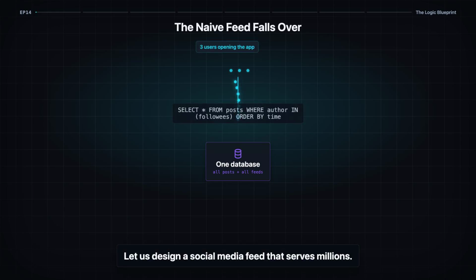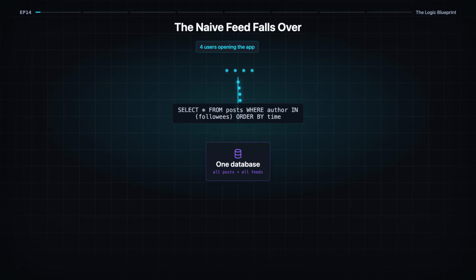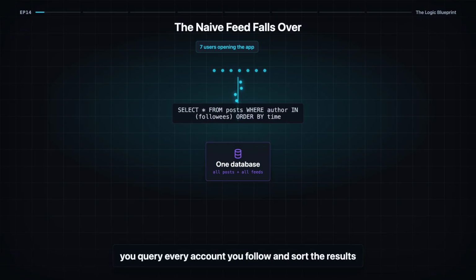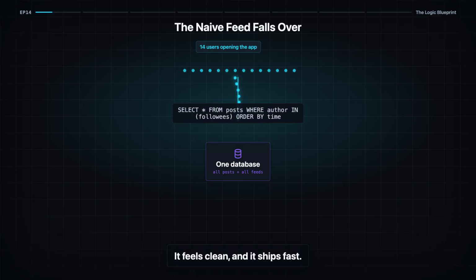Let us design a social media feed that serves millions. The naive version is tempting. One database holds all posts, and to build your feed, you query every account you follow and sort the results every single time you open the app. With a handful of users, it works, it feels clean, and it ships fast.